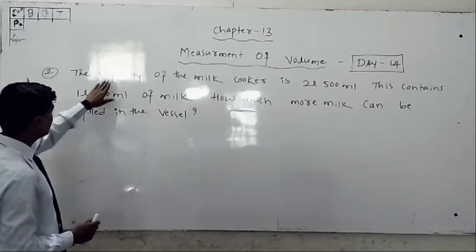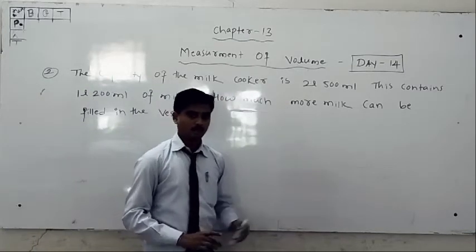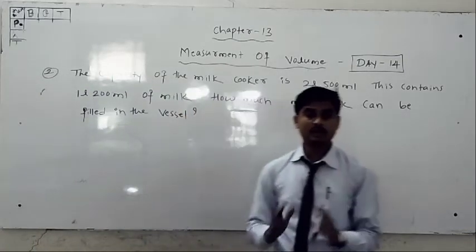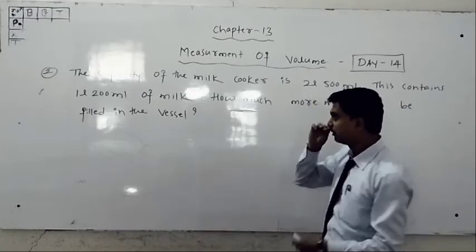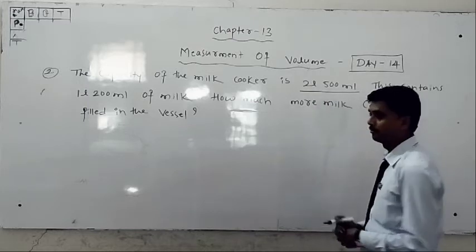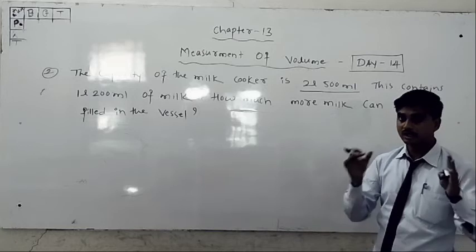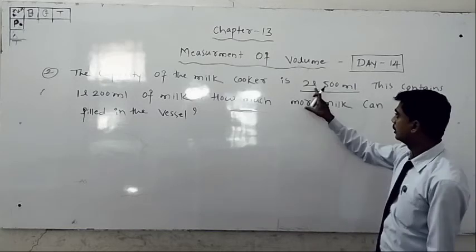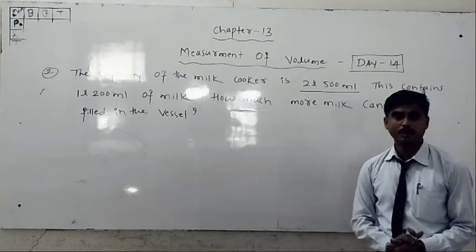The capacity of the milk cooker is, okay, one bigger milk container is there. Okay, that milk container should have capacity how much? 2 liter 500 ml.